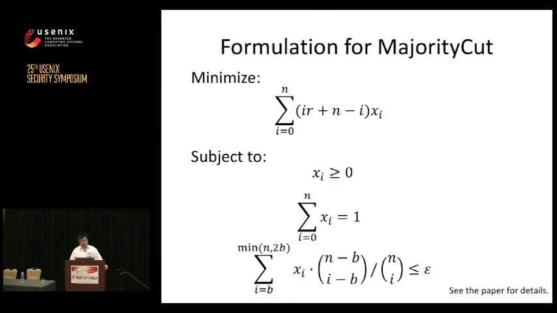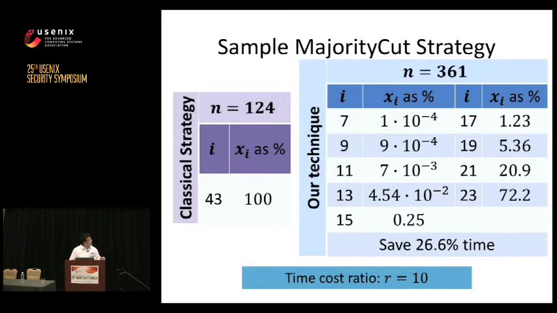Similarly, we could also use linear programming to deal with the MajorityCut, because the inequalities are much more complex here. I don't have enough time to explain this formulation. If you are interested, you can see the details in our paper. We can give a simple strategy comparison between the state-of-the-art strategy and our strategy. Here we measure the cost in terms of running time instead of only the bandwidth. We assume that the time cost ratio is 10, which is very reasonable based on our experience.